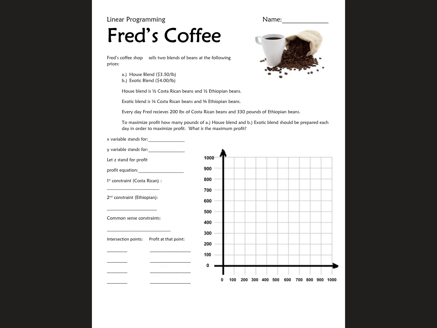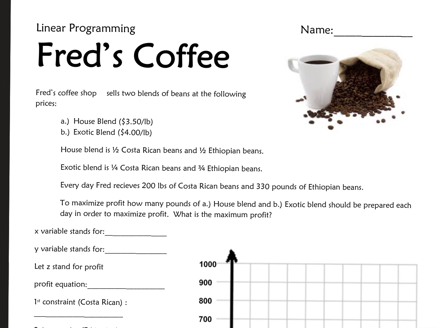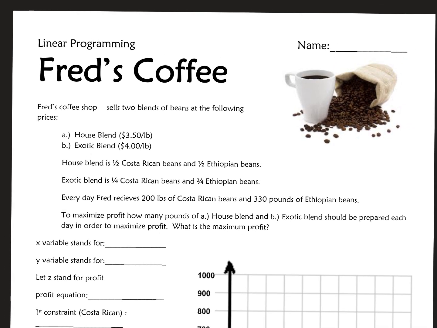Hey mathematicians, in this video I am going to show you how to solve a problem similar to a bonus opportunity that you are going to have on your upcoming mastery. And we are doing something called linear programming. And it's basically just a way of using inequalities to represent real life situations.